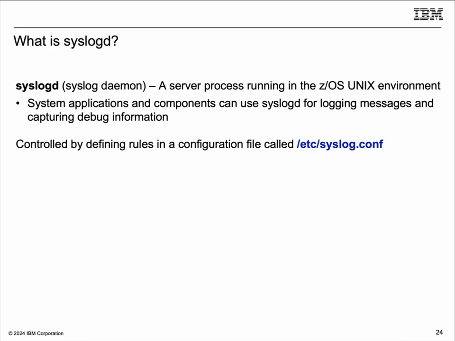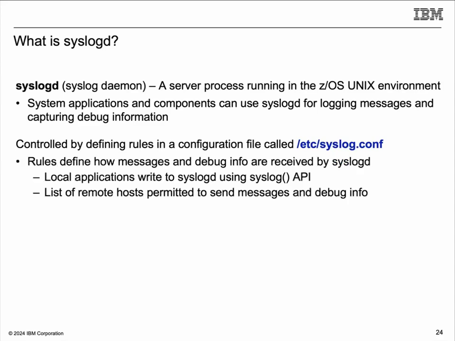It's essentially a way for applications to have a common place to log their messages and debug. How syslog-d is controlled is really by defining rules in a configuration file called syslog.conf. And there are two types of rules. The first type of rules defines how messages and debug information are received by syslog-d. There are two ways of doing that. Local applications running on the same system where syslog-d is running use something called a syslog API. Essentially that's like an AF_UNIX socket, which is memory-to-memory communication between the different address spaces where the application is running and where syslog-d is running.